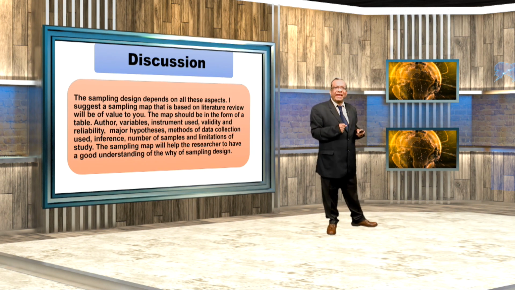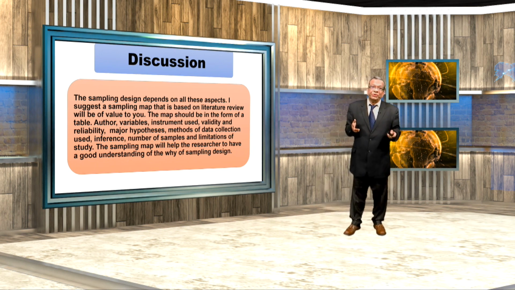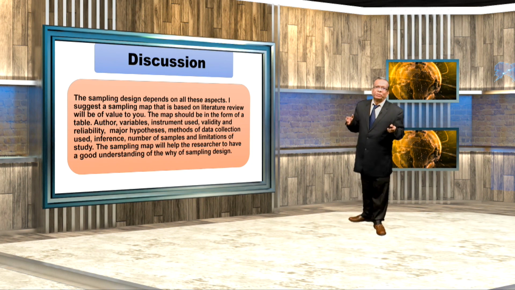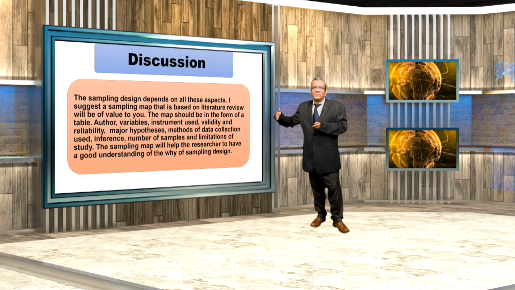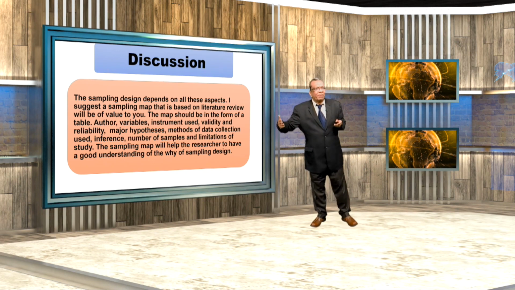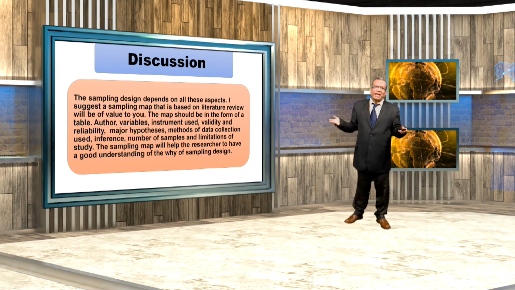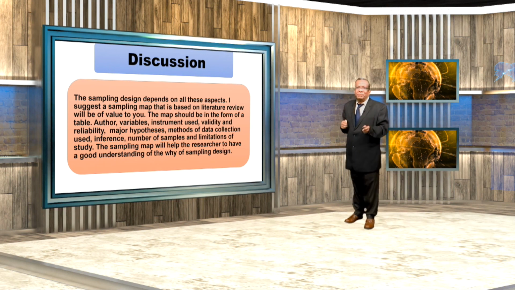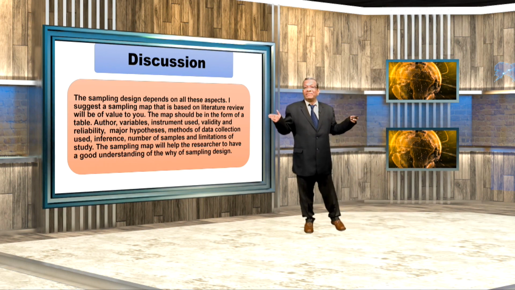The sample size depends on all these aspects. I suggest a sampling map based on literature review will be of value to you. The map should be in the form of a table: author, variables, instruments used, validity and reliability, major hypothesis, methods of data collection used, inference, number of samples, and limitations of study. A sampling map will help the researcher to have a good understanding of the why of sampling design.